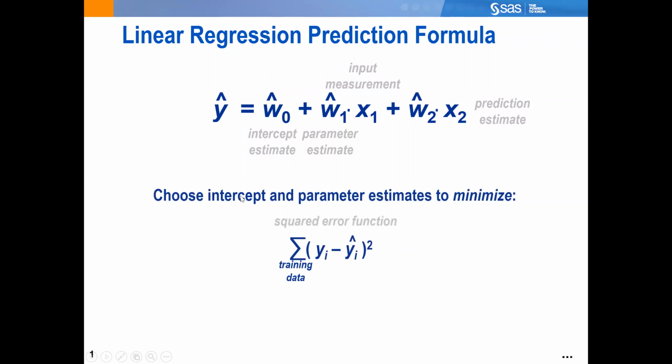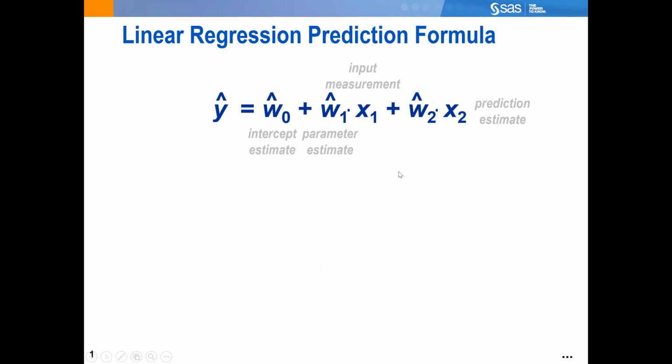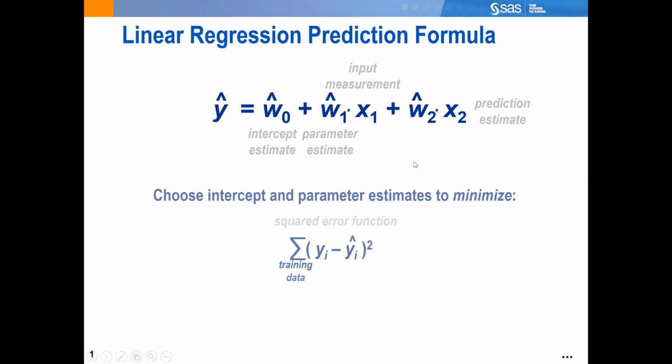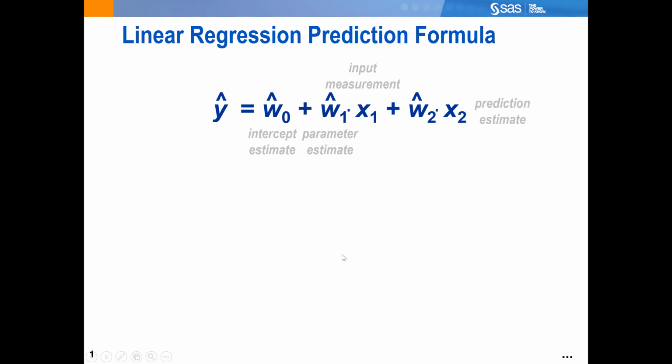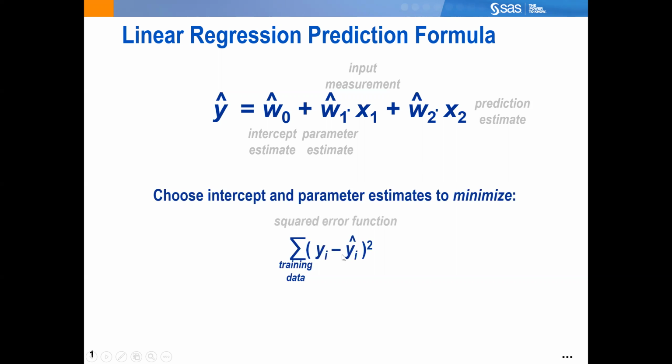And you choose the intercept and parameter estimates in such a way that you minimize the squared error function, which is given by this one. yi is the actual value and yi hat is the predicted value, squared, and you sum it to get the sum of squared error, and you always try to minimize it. So you find these parameters w0, w1, w2 in such a way that it will minimize that squared error.